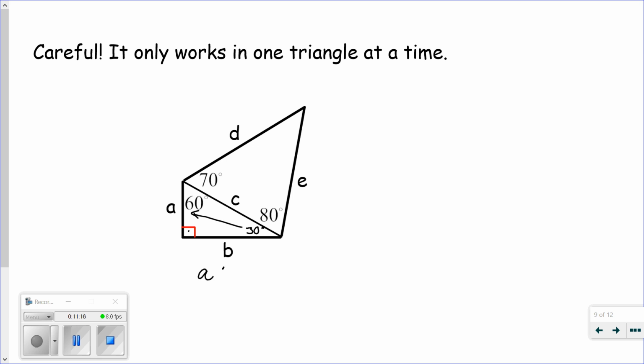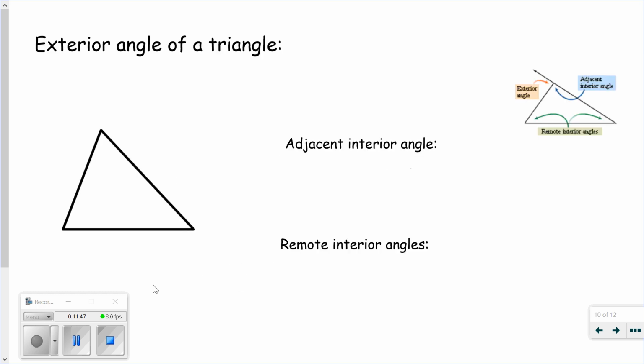A is the least. So A is less than, the next one would be B, because that's opposite 60. And so finally I would have C. A is less than B, which is less than C. Now if I try to go through and do the other ones, I have 70, 80, and again 30. I'm going to say, okay, C is the least, but wait, over here C is the greatest. I'm only going to do this one triangle at a time. So don't try to do this when you have a bunch of triangles put together. Okay, it only works for one triangle at a time.